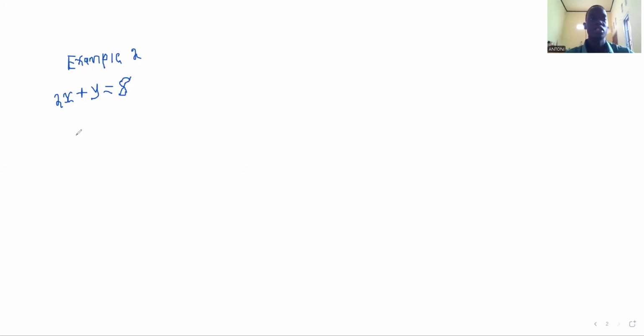So 2x plus y is equal to 8. This will be the first equation. And for the second equation, let's say x minus y should be equal to 1.